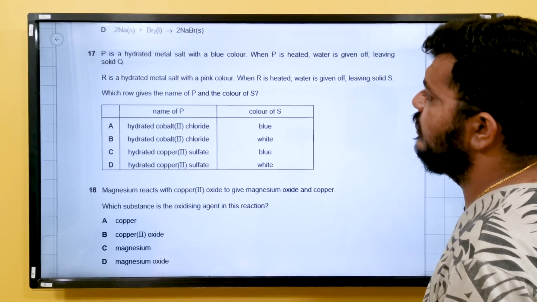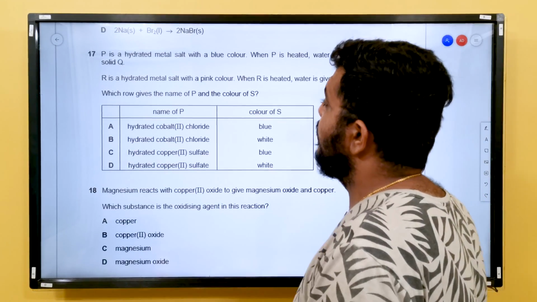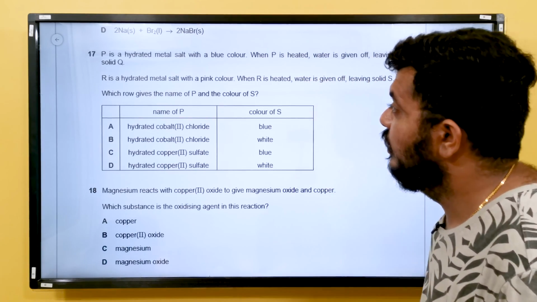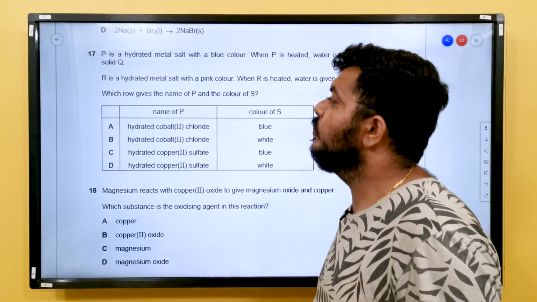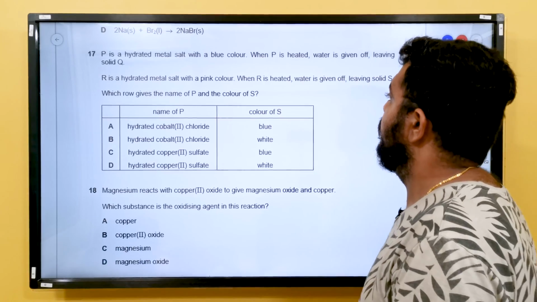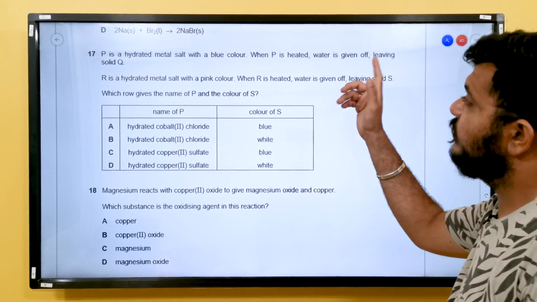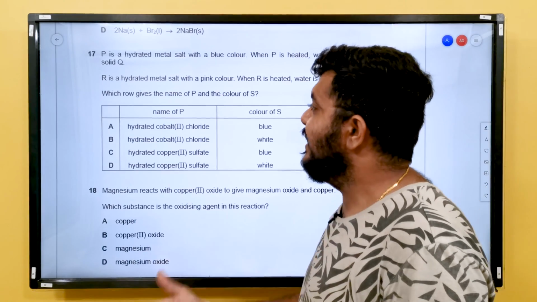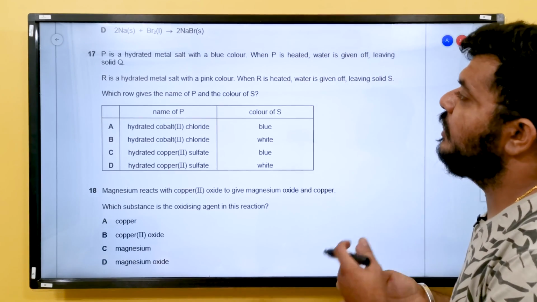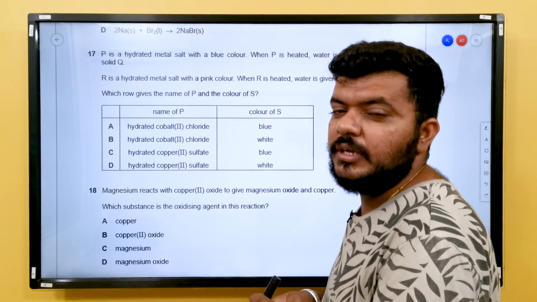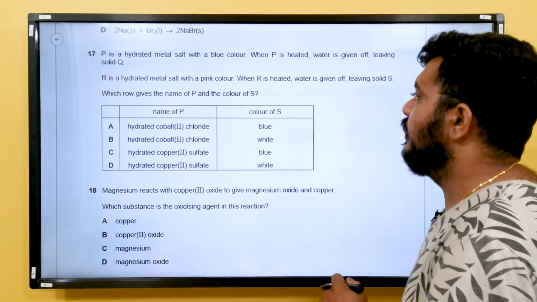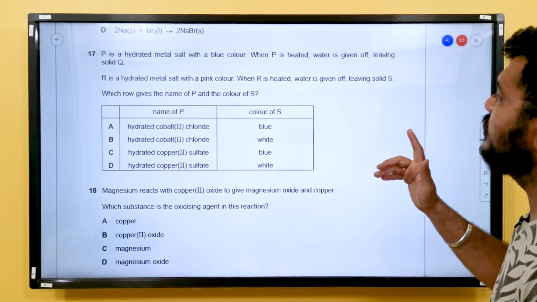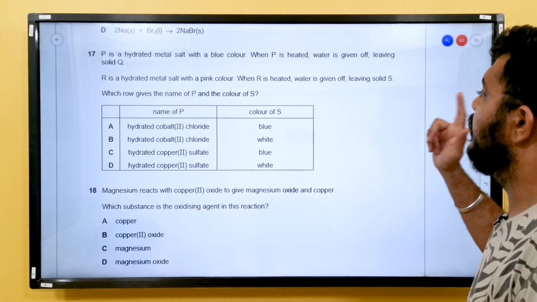Question 17. P is a hydrated metal salt with blue color. Okay, which metal salt is of blue color? Copper sulfate. When P is heated, water is given off, leaving a solid Q. Okay. R is a hydrated metal salt with pink color. Which metal salt is pink color when hydrated?